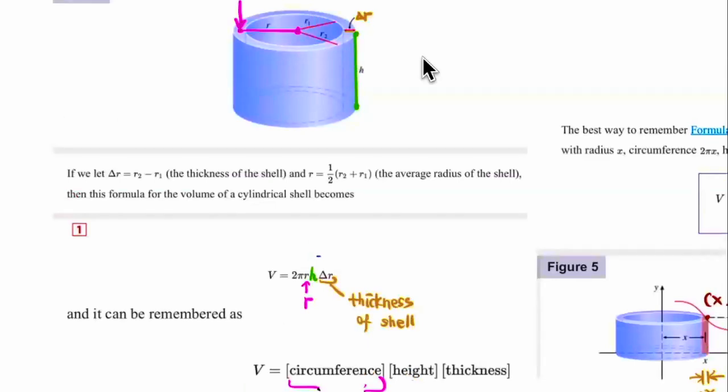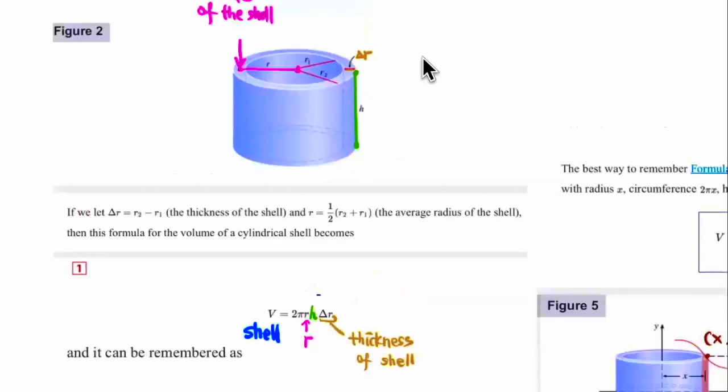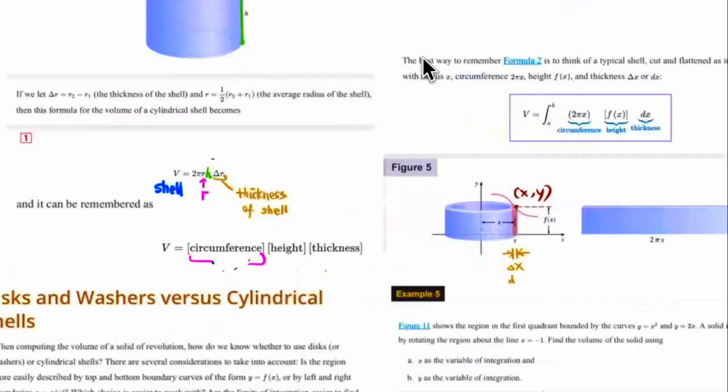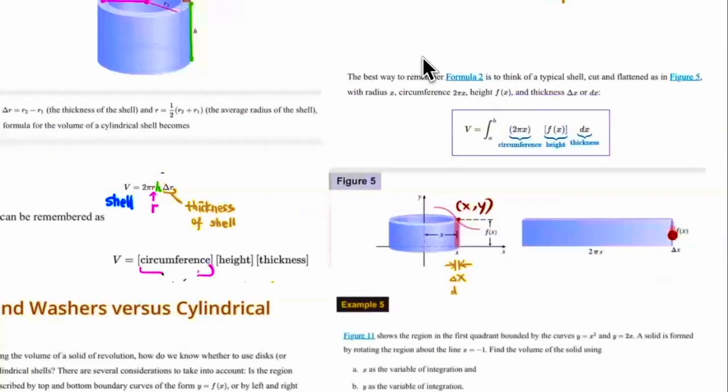So think about this shell over here. This shell is 2 pi r. Remember last time we talked about how we try to remember that. You think about using a pair of scissors and cutting open the edge and opening that up. So it's going to be 2 pi r, times the height of that. The height is h. And times the thickness of the shell, delta r. Then you get the value for that shell.